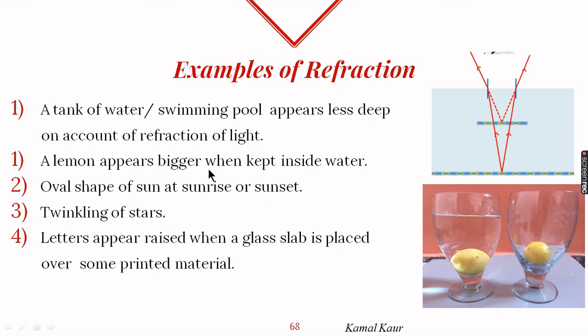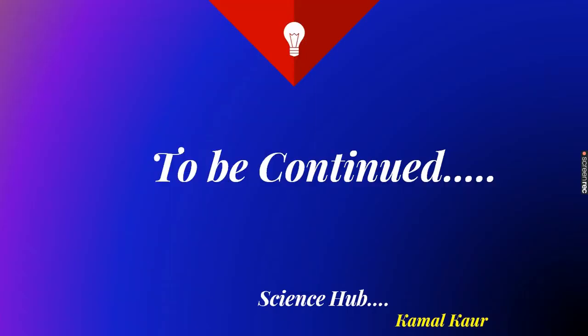One example is a lemon appears bigger when kept inside the water. Remember, this activity also we have already performed. So it is looking oval also and bigger also, though both the lemons were of the same size. A similar concept applies to the oval shape of the sun at sunrise or sunset, and the twinkling of stars. Letters appear raised when a glass slab is placed over some printed material. So these are a few examples of refraction phenomena. And that is all for today.